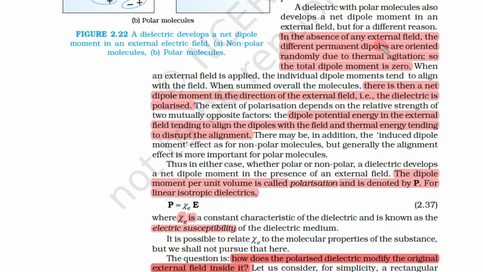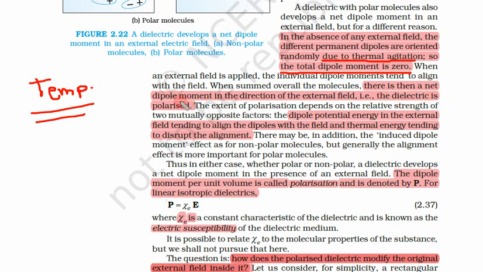Now, in the absence of any external field, the different permanent dipoles are randomly oriented, as we have already seen, due to thermal agitation. Why? Because of the temperature. Last year we also discussed why molecules move. So why are things random? Because of temperature or thermal energy. Temperature is making them random, so the total dipole moment is 0.